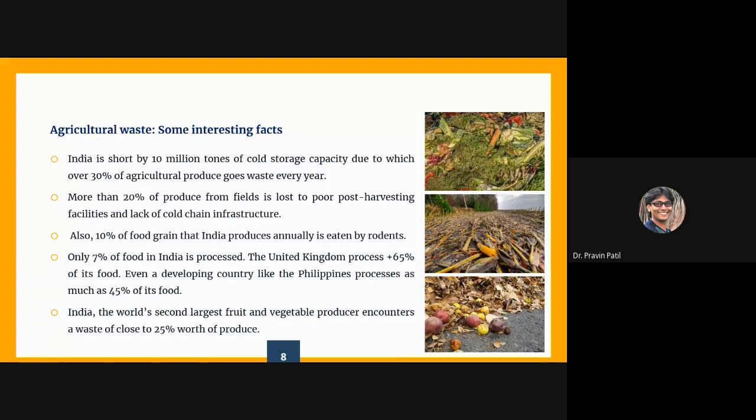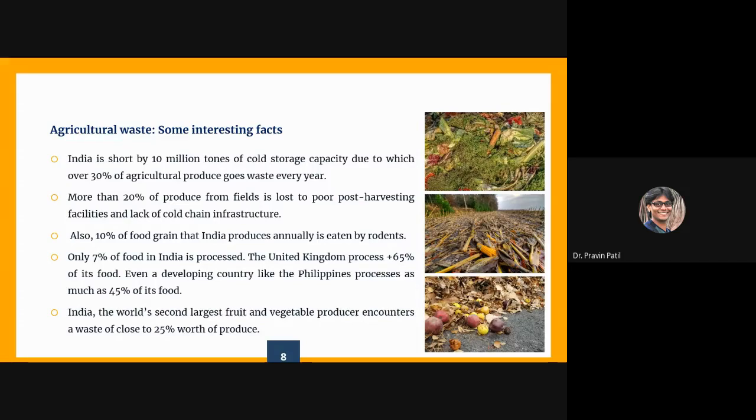The farmers do not have the facilities, and almost 30% of agriculture produce goes to waste every year. More than 20% of produce from the field is lost to poor post-harvesting practices. Since our country is developing, we are facing several challenges throughout the agriculture sector where the post-harvesting facilities are not properly well equipped. However, 10% of the food grain that India produces annually is eaten by rodents.